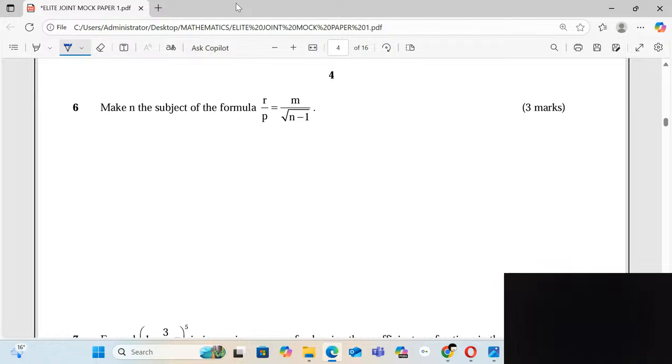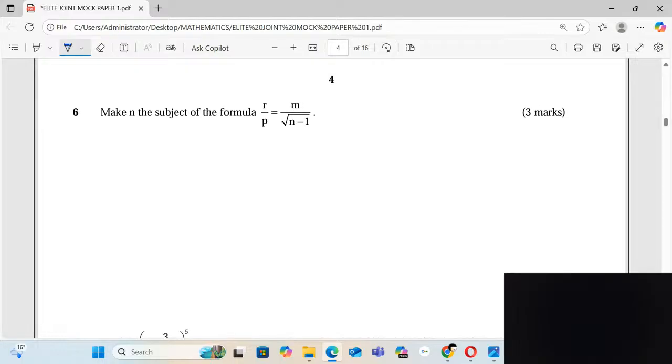Question number 6. Make n the subject of the formula. Make n the subject of the formula. Here n is on the other side of the equal sign, in the denominator.